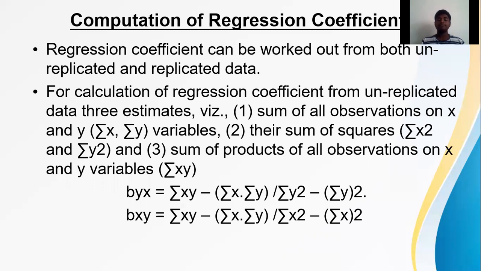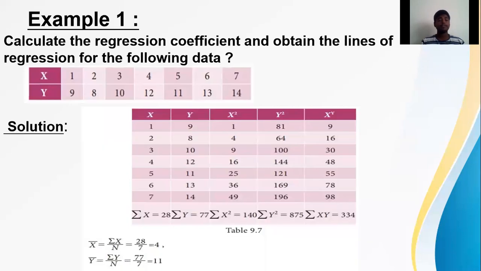Here bxy is equal to sigma xy minus sigma x into sigma y by sigma x square minus sigma x whole square. Here we can see the example. The question is given as: calculate the regression coefficient and obtain the lines of regression for the following data. Here we can see the table which gives the values of x and y. In the solution we draw another table which contains x, y, x square, y square, and xy.